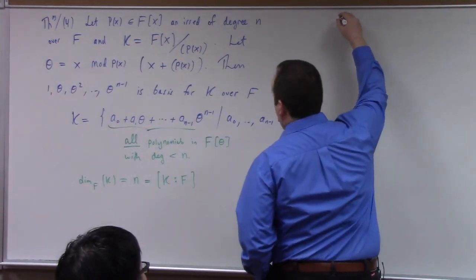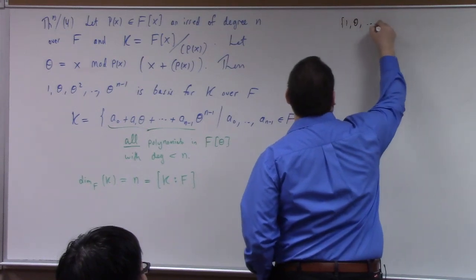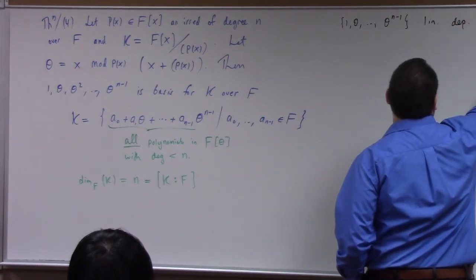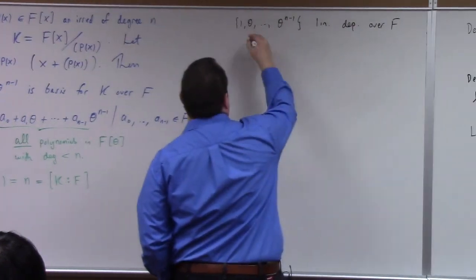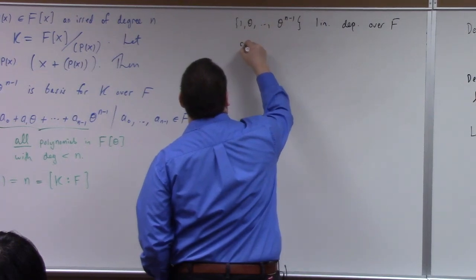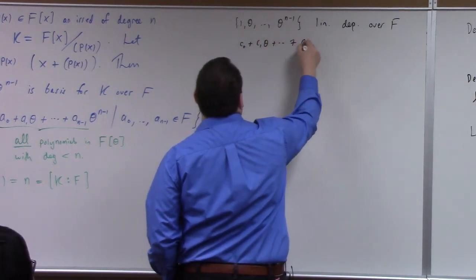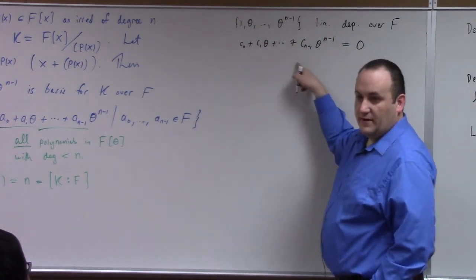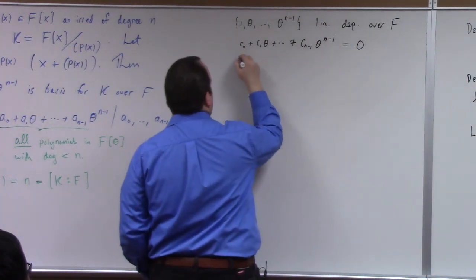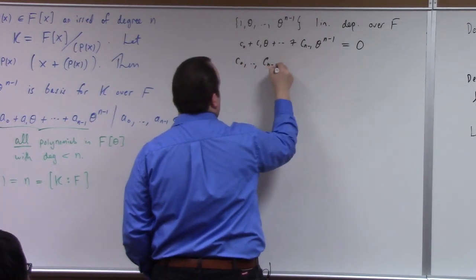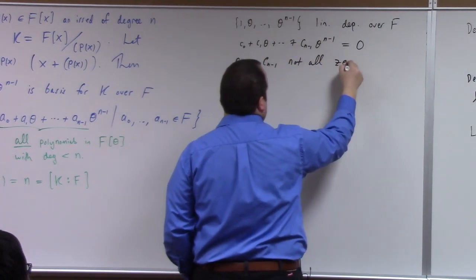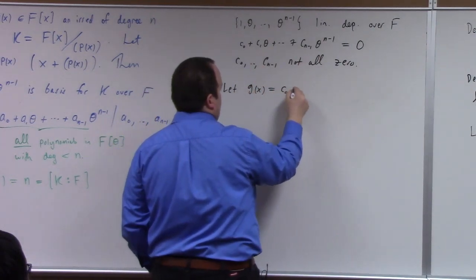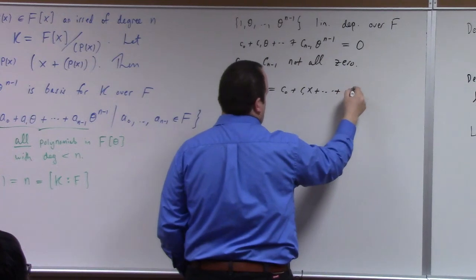You get some linear combination that's not equal to 0. So that would mean that we had something like c0 plus c1 theta plus up to c_{n-1} theta to the n minus 1 equal to 0, where these are not all 0, right? But then what can you do? You can let g of x equal c0 plus c1 x plus and so on.